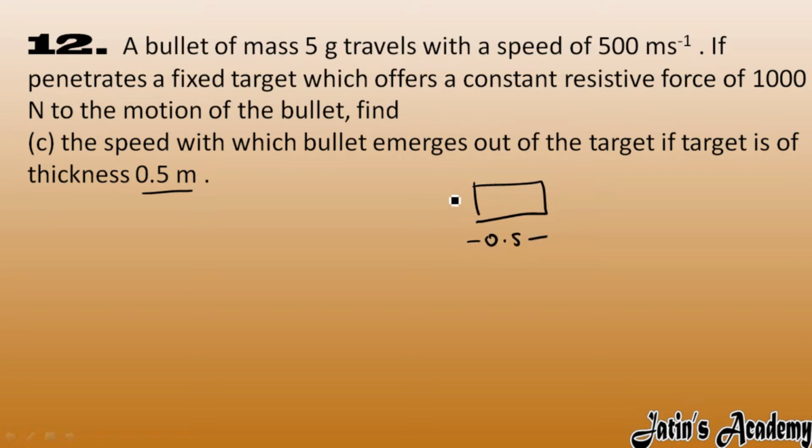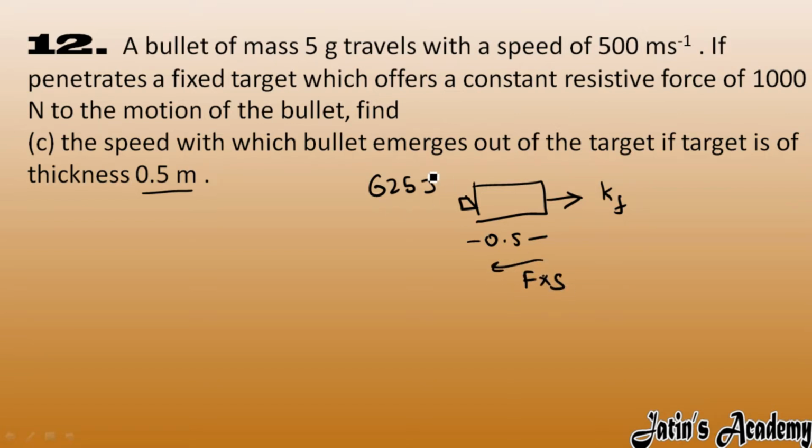So initially the bullet is moving with energy that is 625 joule. Finally it is coming out with some kinetic energy. Okay, final kinetic energy I don't know. So we have to calculate that energy. So the other energy is taken by this block. How much energy is taken by this block? So this energy is force into displacement.